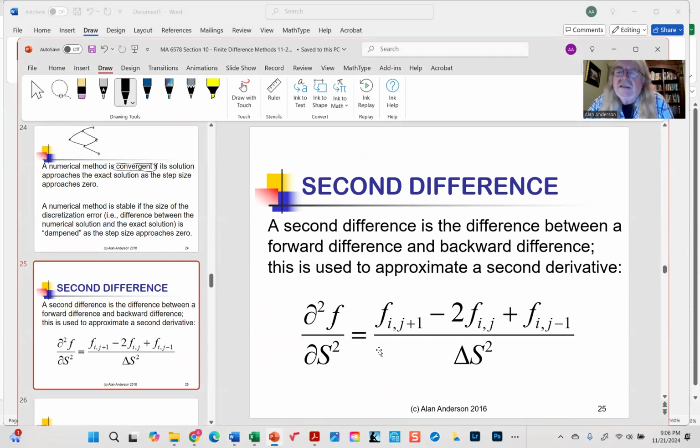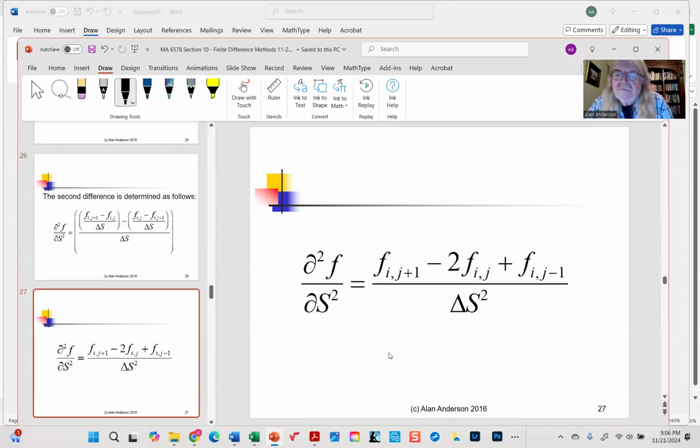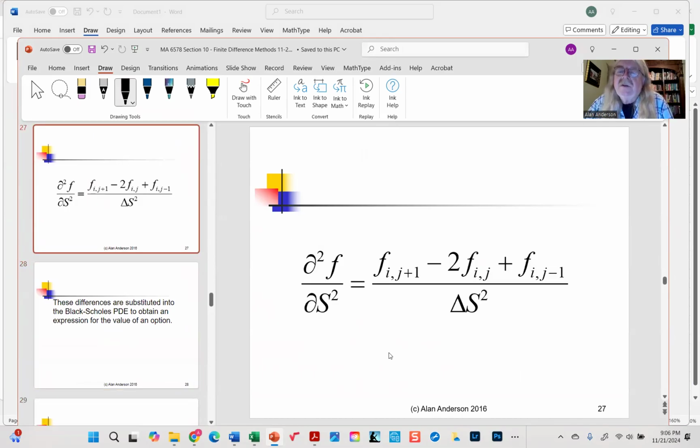Oh, here we go. The second difference. This is for the gamma. All right, and that's the final result for gamma.